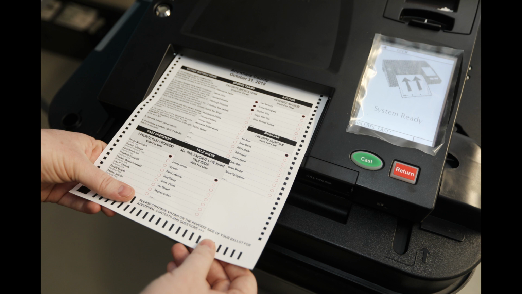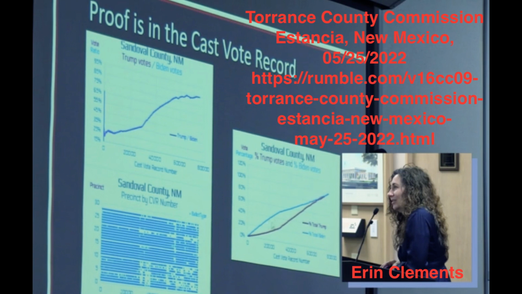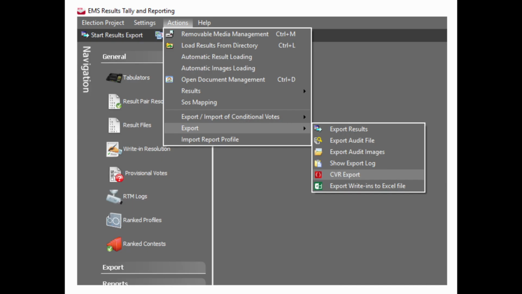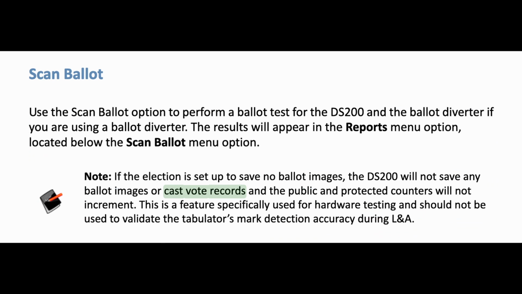How would you as a voter know whether your vote, once scanned through on the paper ballot, was recorded and tallied accurately? One way in aggregate would be to look at the cast vote record report, which is a standard output on all of these scanners. However, as you can see from page 57 of the ES&S DS200 operator guide, if the election is set up to save no ballot images, that would be an actual image stored of your paper ballot as it's scanned in, the DS200 will not save any ballot images or cast vote records. Note that this is a feature specifically used for hardware testing and should not be used to validate the tabulator's mark detection accuracy during LNA.